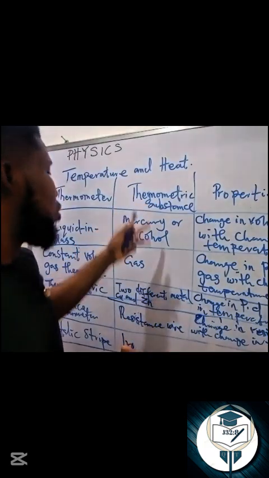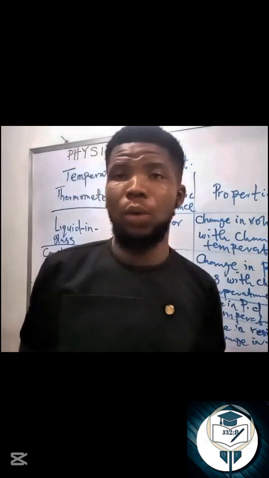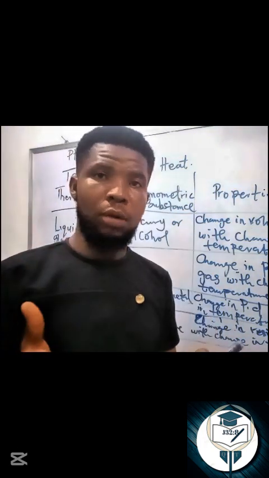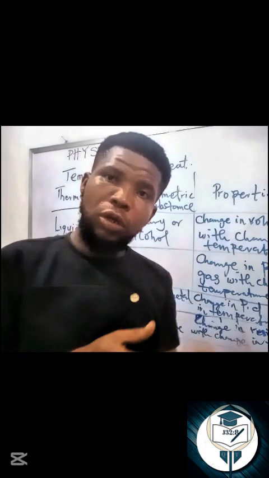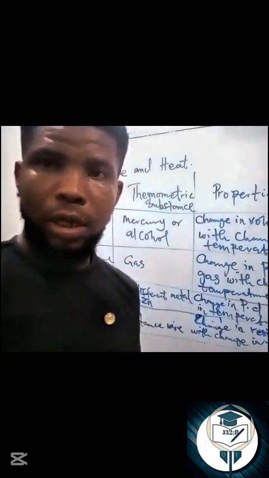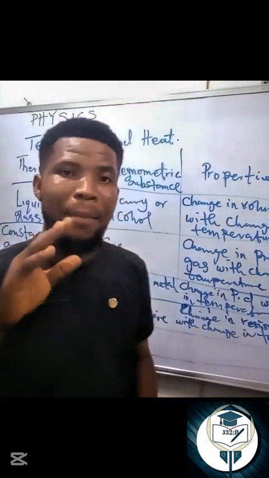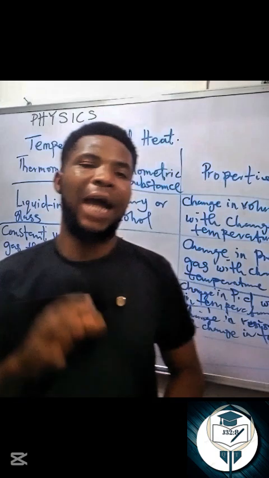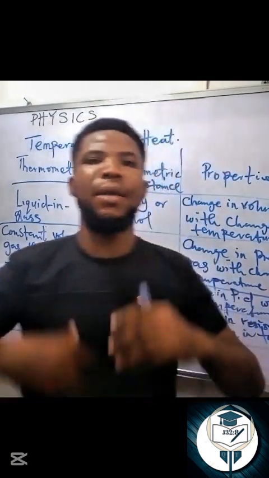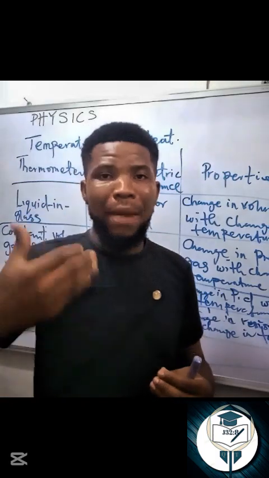Now, what is the thermometric substance? The thermometric substance is iron and brass. Then the property is what? Expansion. The different expansion of the metal with what? Change in temperature. We have successfully looked at different thermometers and the substance that they work with, and the property that makes it a thermometric substance.